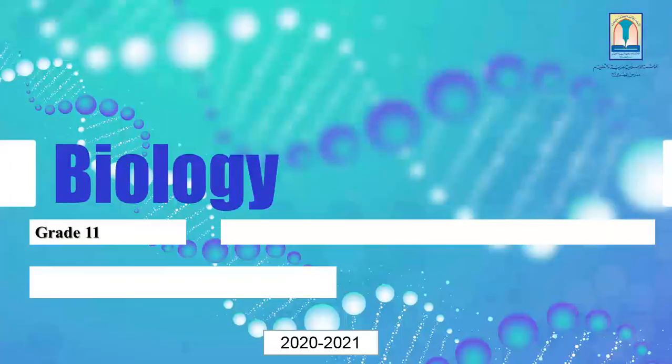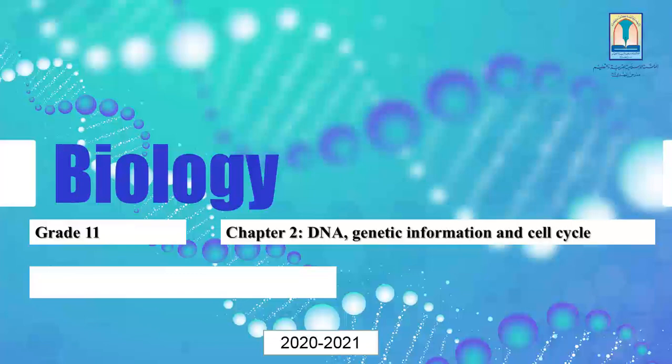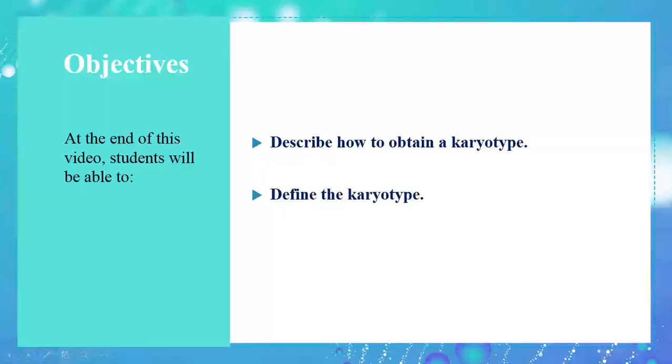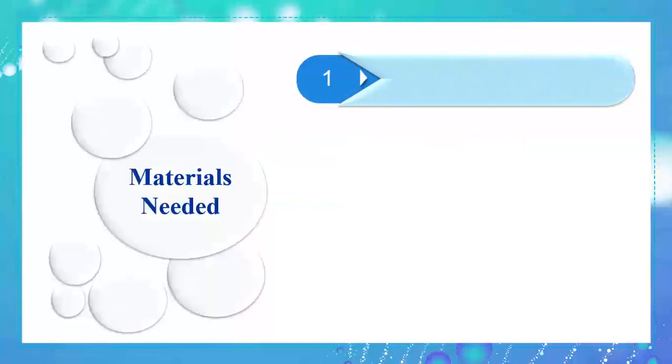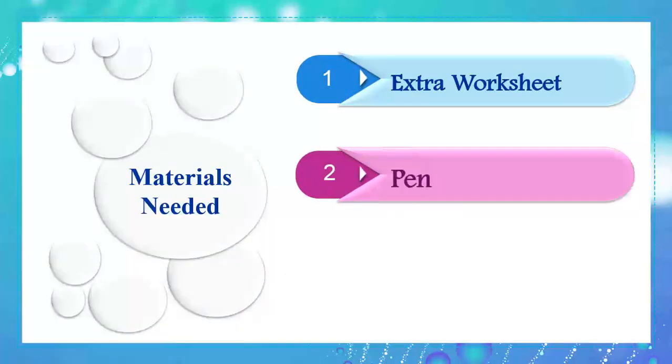Assalamu alaikum. We will be starting a new chapter, Chapter 2, DNA, Genetic Information and the Cell Cycle. For the first lesson, Activity 1, the karyotype. At the end of this video, you will be able to describe how to obtain a karyotype and to define the karyotype. Make sure to prepare the extra worksheet and a pencil case.